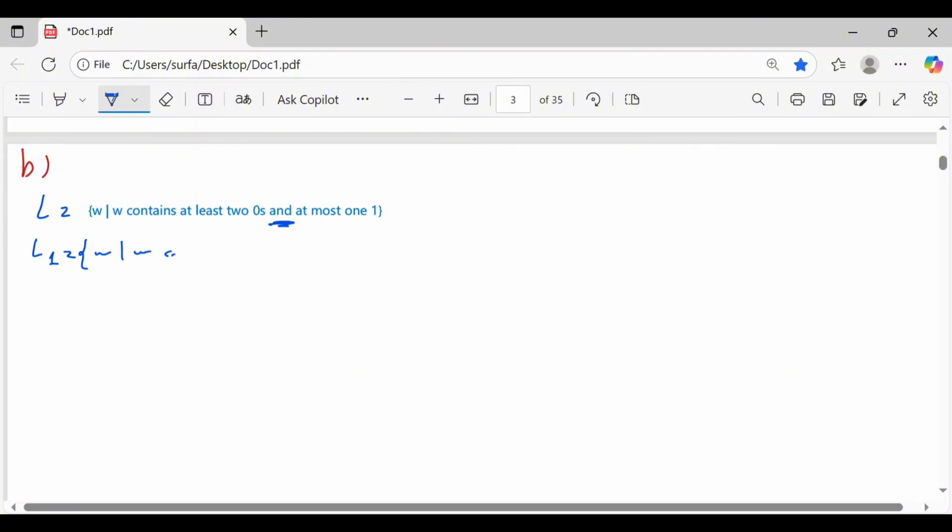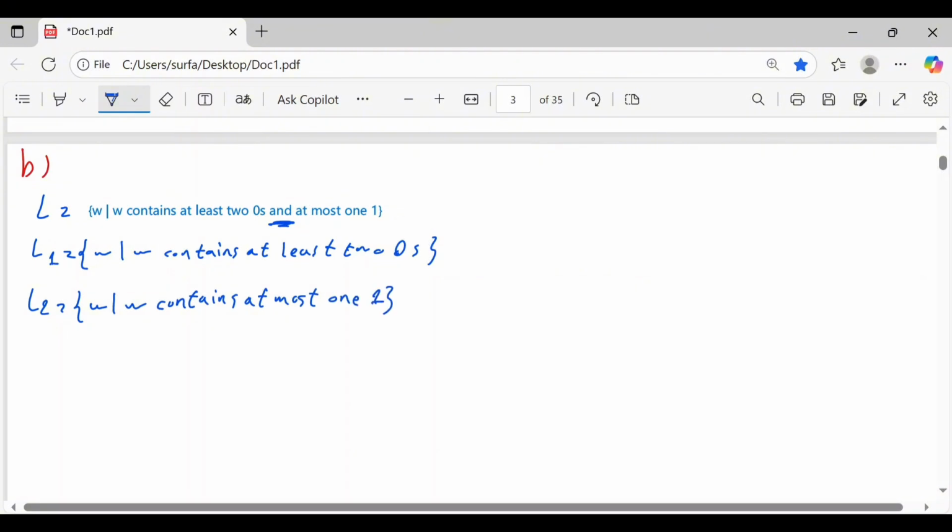L1 is that W contains at least two zeros, like this. And L2 is that W contains, again, at most one one, like this. So we split this language into two parts, L1 and L2. Now first, let's construct the DFA for L1. For L1, our DFA is something like this.